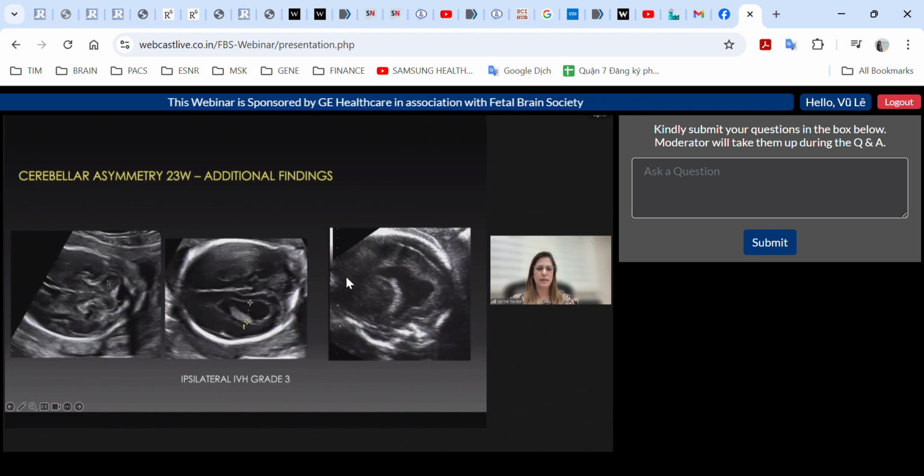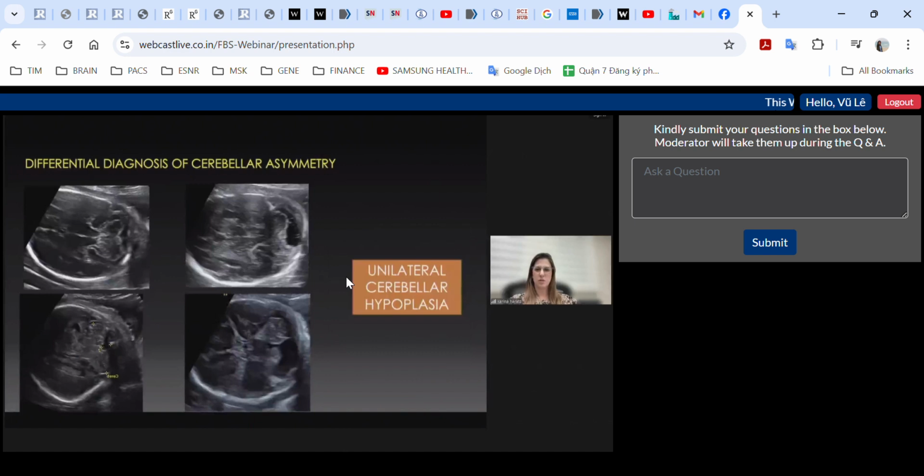So again, asymmetry of the cerebellum. And here we have an IVH grade 3 with unilateral ventriculomegaly. Here we see the three-horn views of this lateral ventricle. So this changes the prognostication of this case. And we have spoken about the term unilateral cerebellar hypoplasia that I like less.